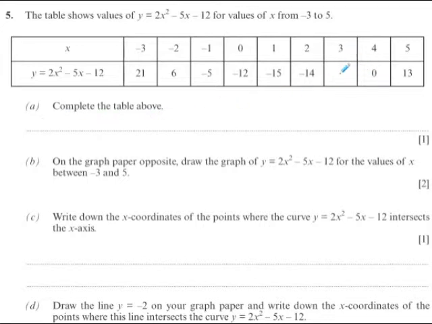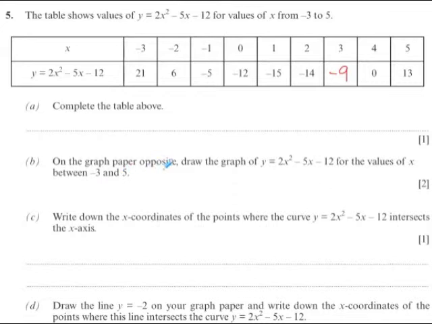The only one you've got missing is 3. So all you need to do is substitute 3 into there. So x squared is 9. So 9 times 2 is 18. Take away 5 times 3, which is 15. So that leaves 3 minus 12 is minus 9. You can do that on a piece of paper if you need to.